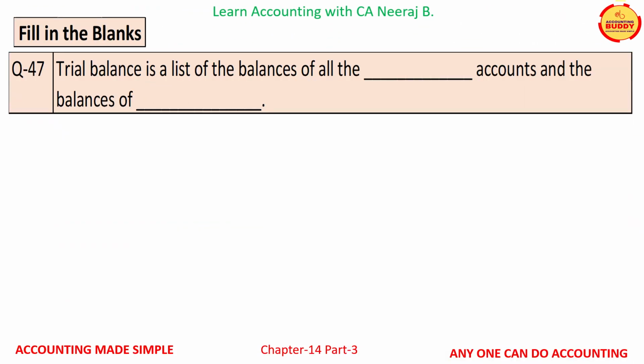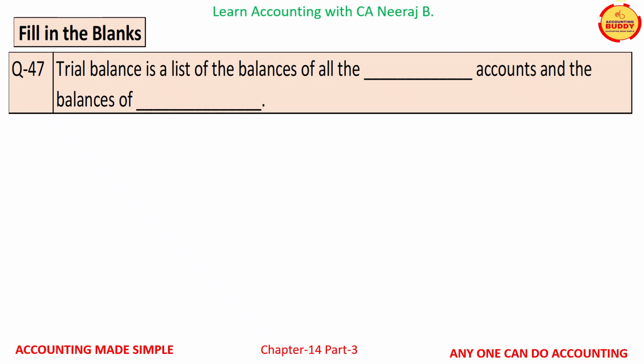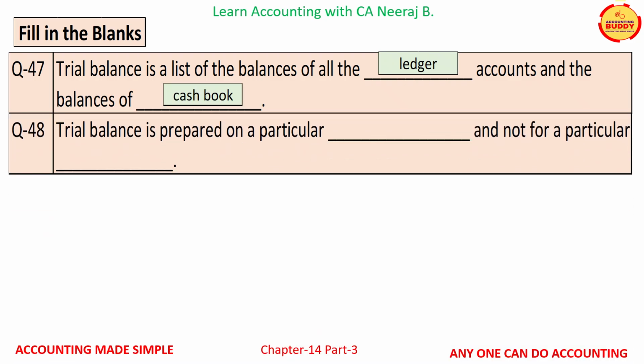Question number 47 is trial balance is a list of balances of all the dash accounts and the balances of dash and the correct words are ledger accounts and the balances of cash book. Question number 48 is trial balance is prepared on a particular dash and not for a particular dash and the correct words are particular date and not for a particular period.